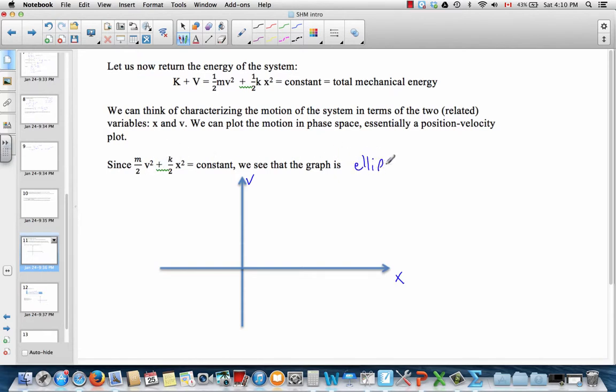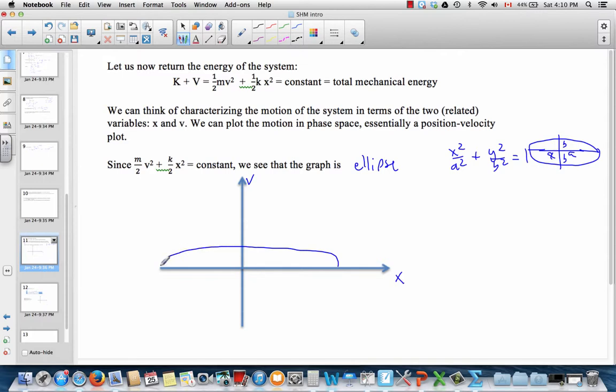Something like this is actually the graph of an ellipse. Remember, the standard form for the ellipse is something like x squared over a squared plus y squared over b squared is 1, and that gives you an ellipse where this distance is a and this distance here is b. So it ends up being elliptical like that. Okay, now without knowing what this constant is, we can't scale the axes, but we can say that the graph is going to be an ellipse, and let's just draw it like this.